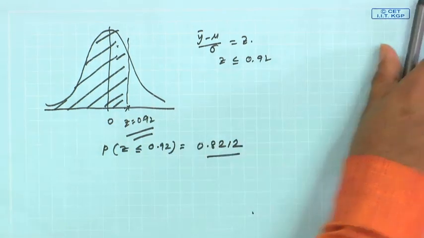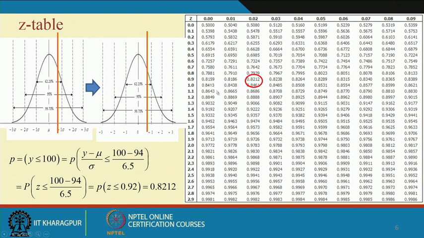So how do you get this one? See the table. Our z value is 0.92. See, this is the z value, go down, get 0.9, and then add 0.02 on this side. So 0.92, and this value is 0.8212.